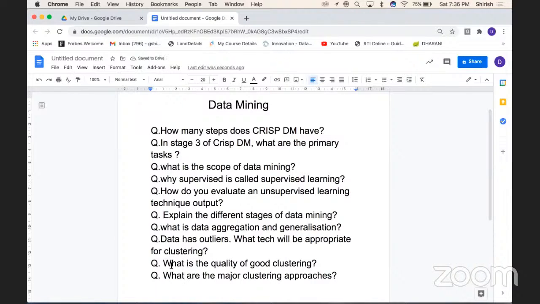Major clustering approaches. First is partitioning approach, right? So partitioning approach is nothing but your k-means, k-medoids, Clara, Clarans. All these are your clustering approaches for partitioning. Then you have hierarchical, right? So when you talk about hierarchical, you are creating a hierarchical decomposition of the data.